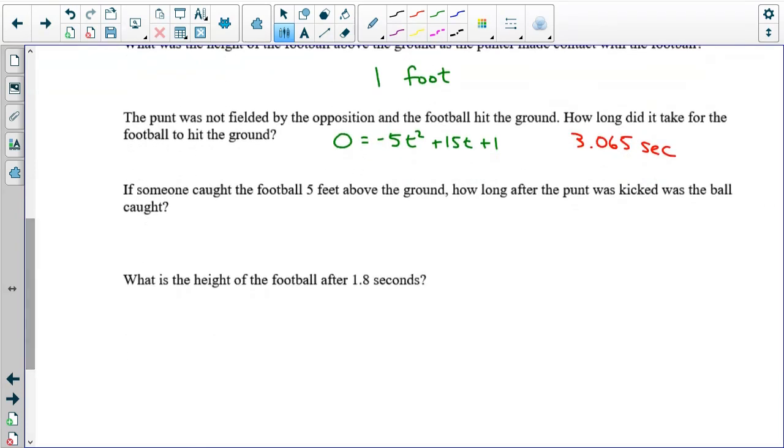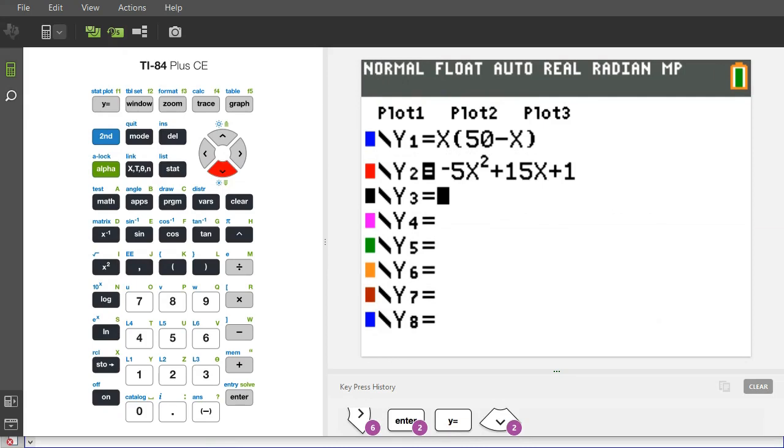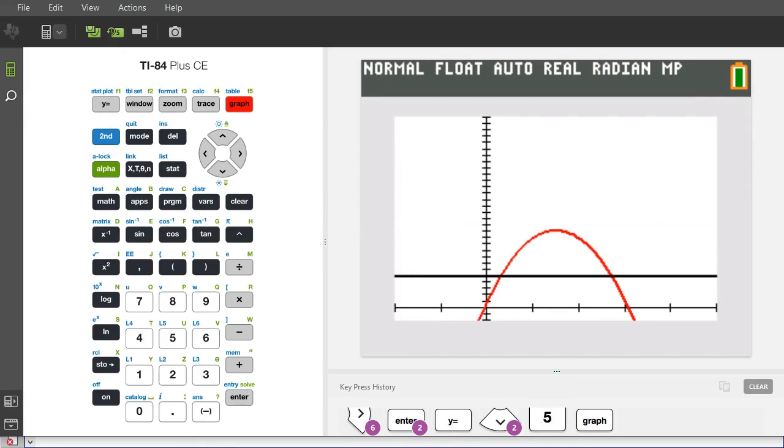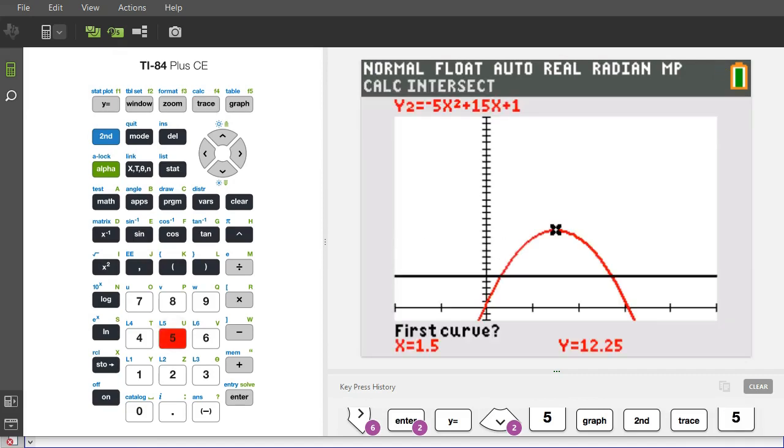Letter D, if someone caught the football 5 feet above the ground, how long after the punt was kicked was the ball there? Was the ball caught? So now we have to find t in this situation by substituting 5 in for h. And so if that's the case, I can create a third line, and that is the line y equals 5, and I can find this intersection on the graph. So once again, there are 2 intersections, and contextually we have to realize that we want to find the intersection that's on the downward part of the parabola.